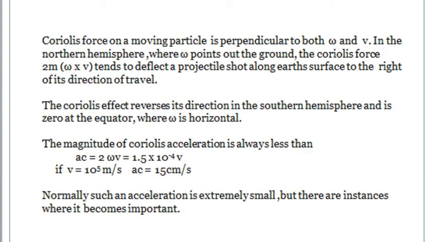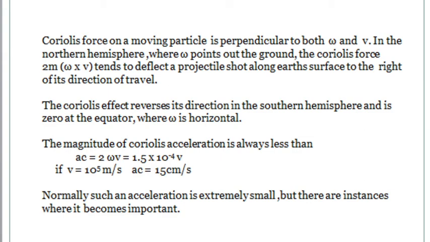Then this is the general representation. Here the Coriolis force on a moving particle is perpendicular to both omega and v. Okay. In the northern hemisphere, where omega points out of the ground, we know from the figure of a freely falling body that omega is pointing outward. Then in such cases, the projectile's deviation of the path is always towards the right side.